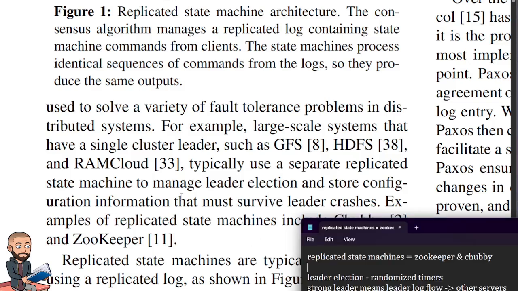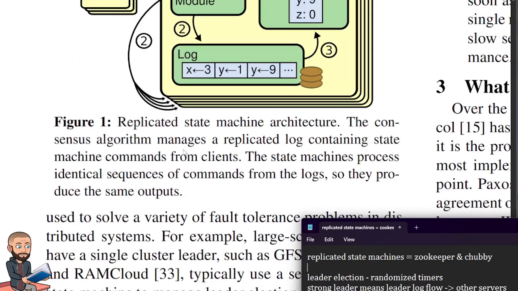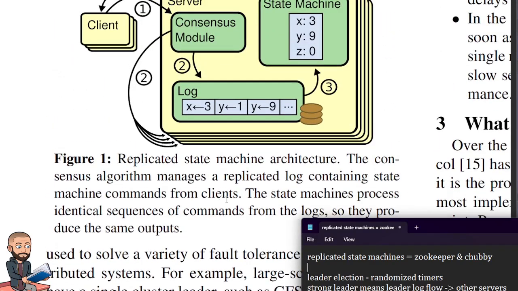Okay, so let's jump back real quick to look at the picture. Replicated state machine architecture. The consensus algorithm manages a replicated log containing state machine commands from clients. The state machines process identical sequences of commands from the logs so that they produce the same outputs.